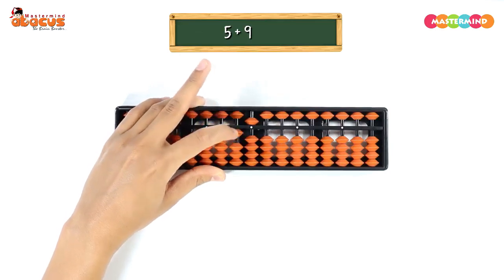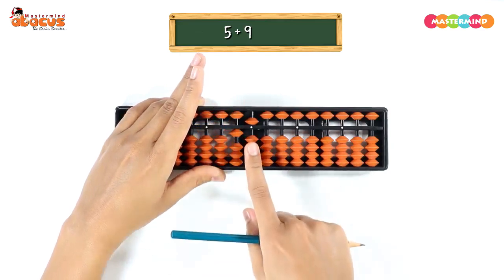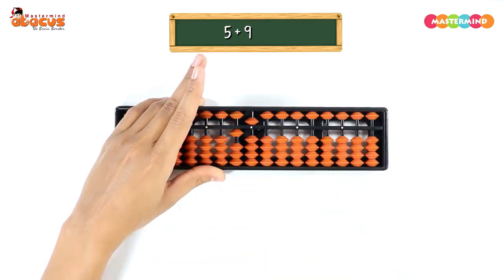Let us add 10. But we do not have a bead to do less 1. So in this situation, use of only big friend is not sufficient. Let us see how we can solve this problem by using both the friends together.